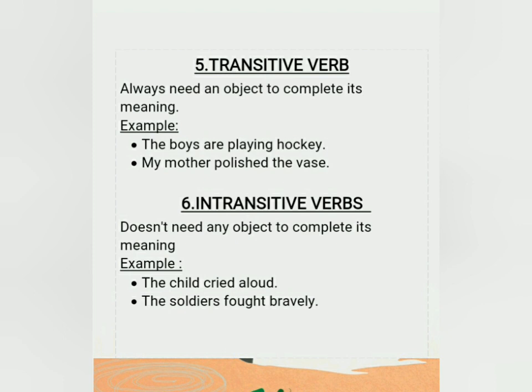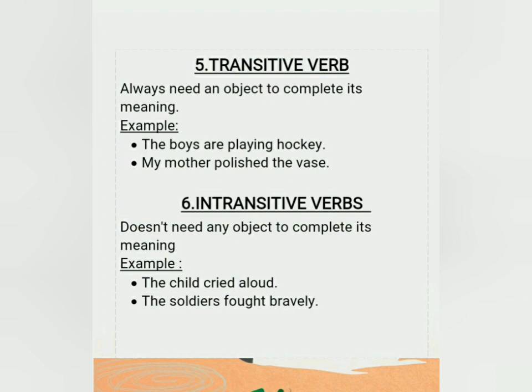Let's move towards the second example. My mother polished the vase. Right? Vase is the object here. Intransitive verbs do not need any object to complete their meaning. Yeah, without an object, the meaning is complete. Example, the child cried aloud. Right? There is no object. The soldier fought bravely. Now we can say the verbs with objects are called transitive verbs, and the verbs which do not need any object to complete their meaning are called intransitive verbs.